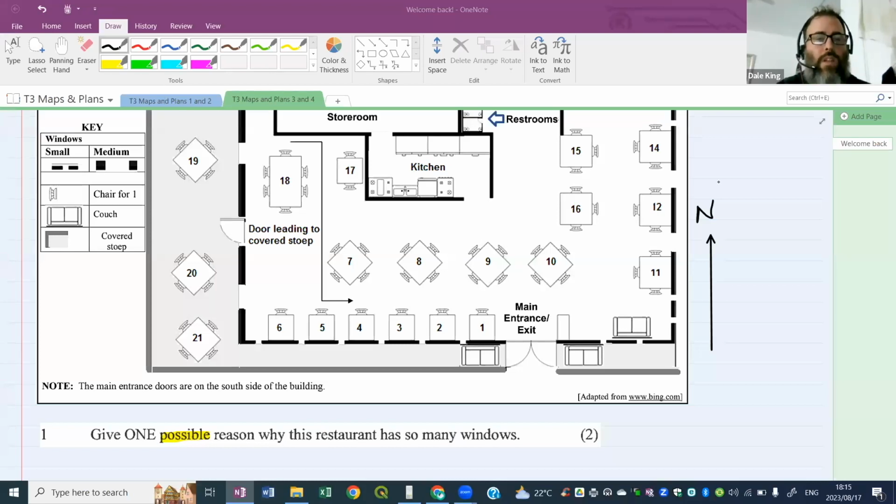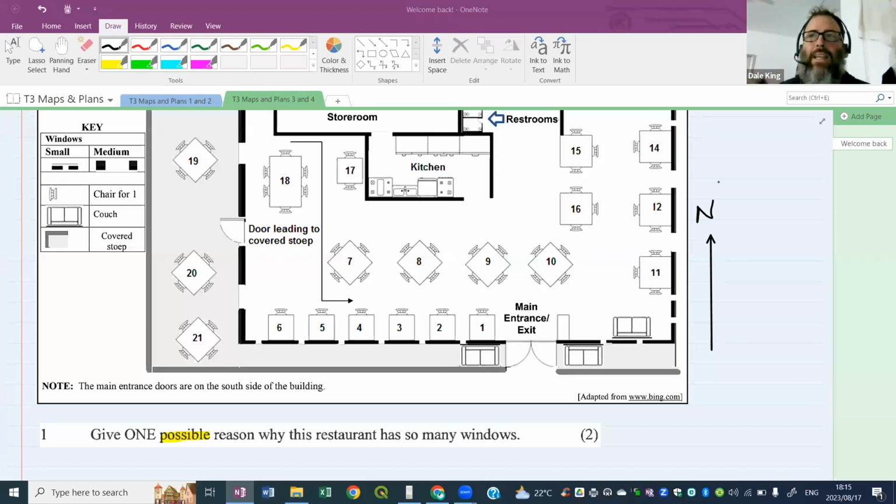So these are all subjective answers. In other words, what you feel is a good reason. And as long as it makes sense, for example, if Nia is saying maybe they're windows for people to jump out, so maybe it's a security feature of the building, as long as you justify your answer, you will get the marks.